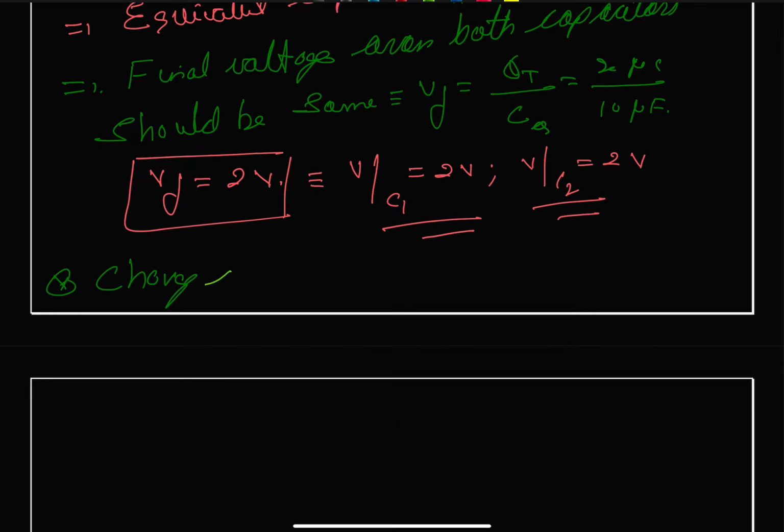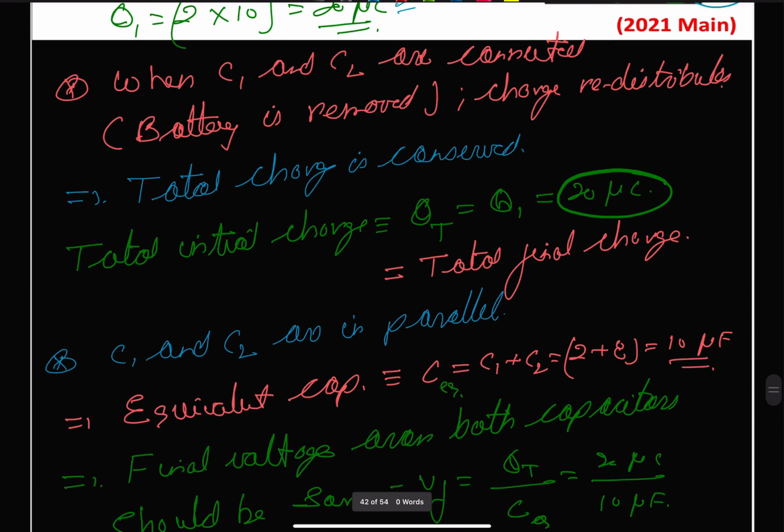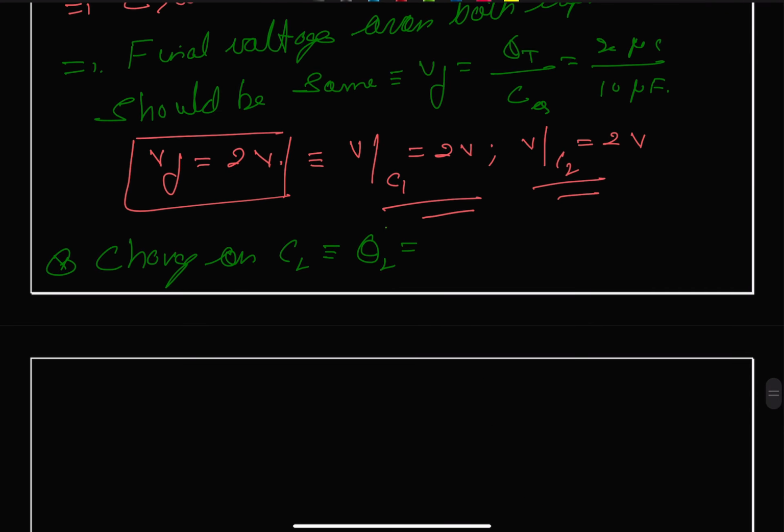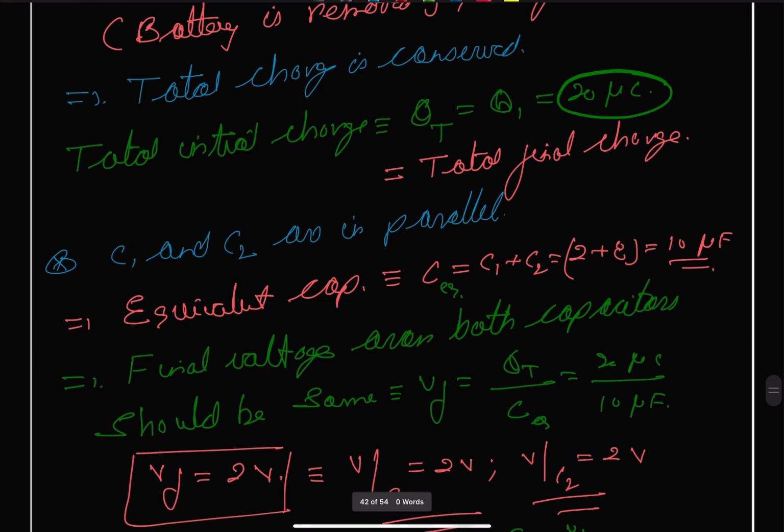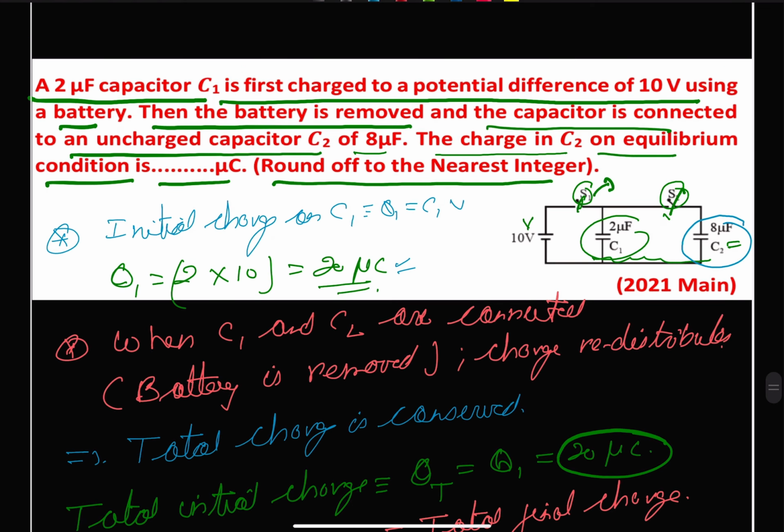Charge on C2, let us call this Q2 prime, will be equal to C2 multiplied by the voltage across capacitor C2, or we can also call this term Vf because it is the same. C2 is 8 multiplied by 2, which gives us 16 microcoulomb. So we get this value as 16.